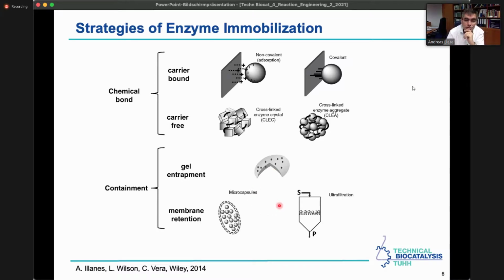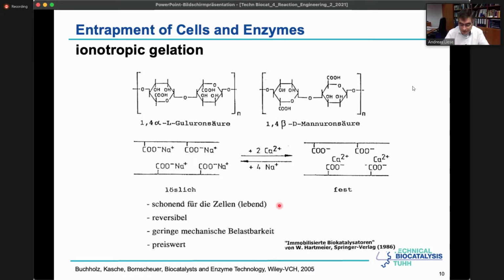Yeah, and then for sure we still have the membrane retention, and membrane retention from my point of view is no immobilization. That depends on which lecture book you take a look at. Membrane retention is directing homogeneously solubilized proteins, which are filtered via a membrane, being retained. Yeah, and that's where we stopped last time.